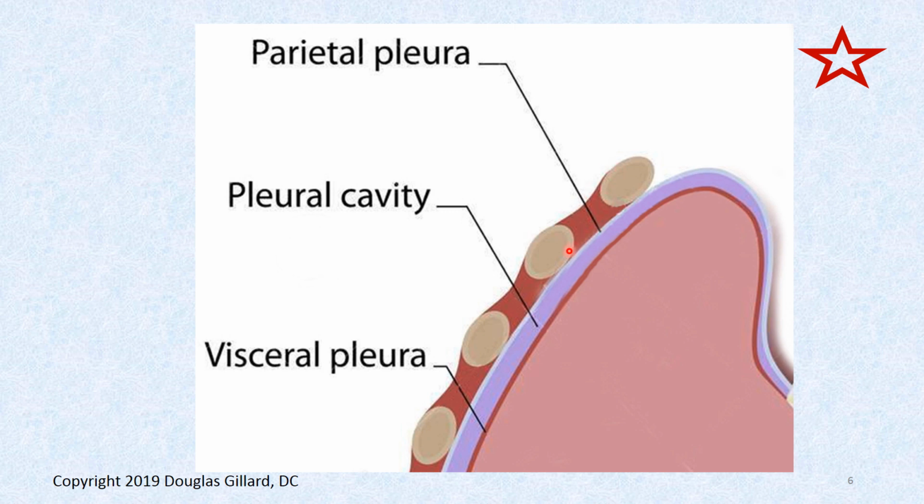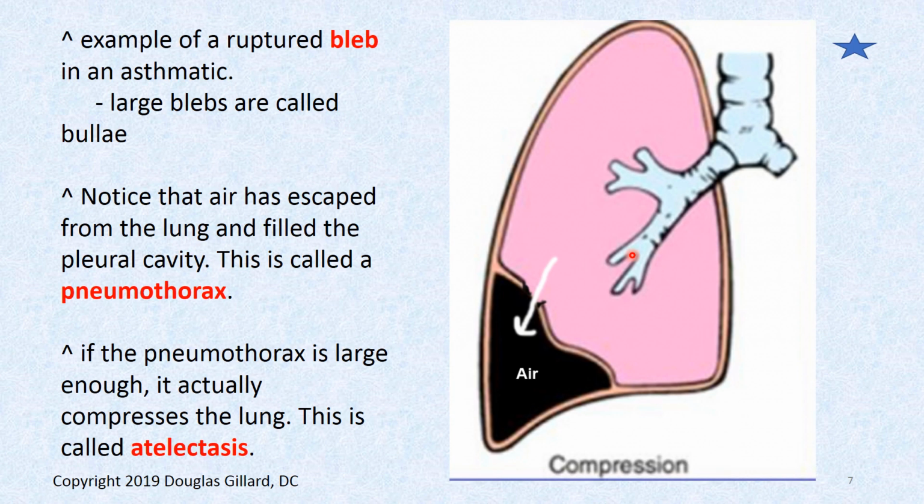So parietal pleura here, that's the rib cage and the chest wall. And then we have visceral pleura that's stuck to the lung itself. Okay, here's a nice example of what can happen.